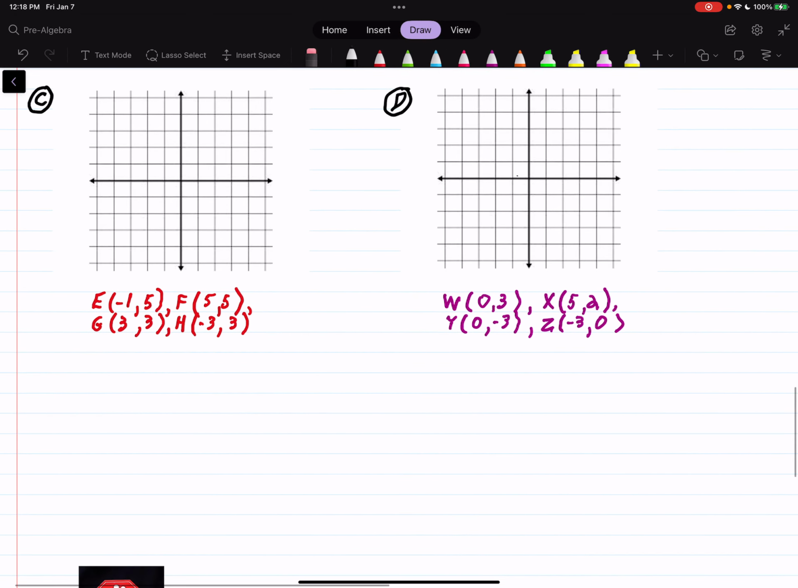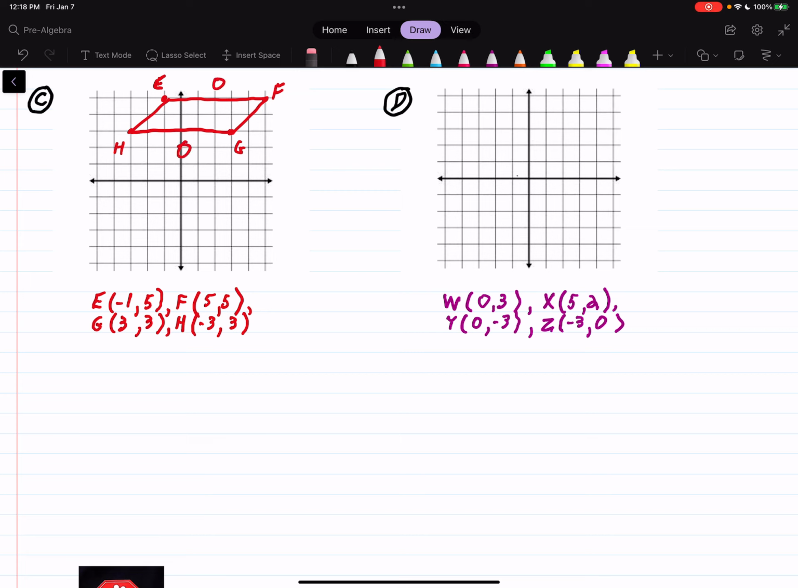Look at C. E is negative 1, 5, right there. F is 5, 5, right there. G is 3, 3. Right there, and negative 3, 3 for H. Now if we draw these lines, we can see right away that the top and bottom lines both have a slope of 0, so they're parallel.